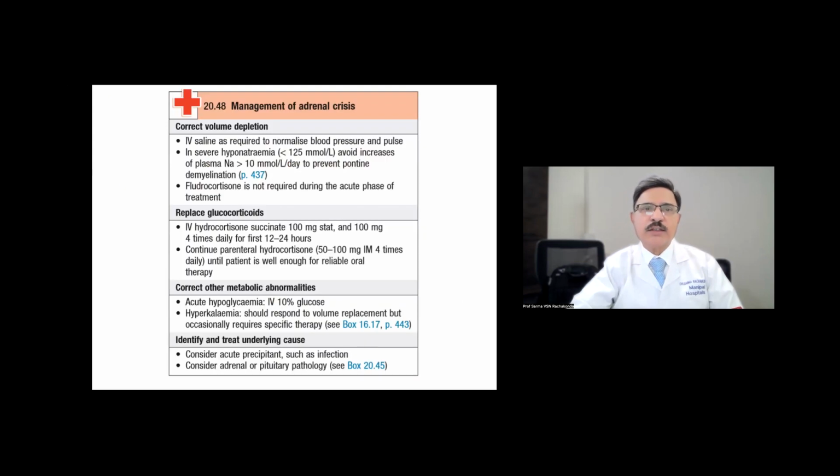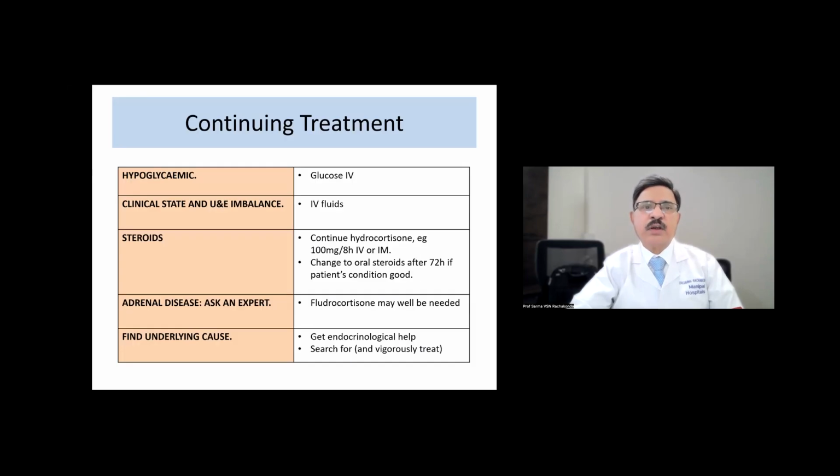Management of adrenal crisis: IV saline, and if hyponatremia is severe, you treat it. Fludrocortisone, replace glucocorticoids. Correct other metabolic abnormalities like hypoglycemia and hyperkalemia. Identify and treat the underlying cause. Hypoglycemia, IV glucose. Clinical state and electrolyte imbalance, IV fluids. Steroids, you continue. In adrenal disease, add fludrocortisone. Find the underlying cause and treat that.